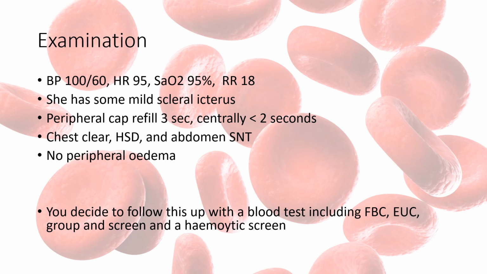So you decide to do some blood tests. So these include a FBC, an EUC, group and screen because she is quite anemic, as well as a haemolytic screen.